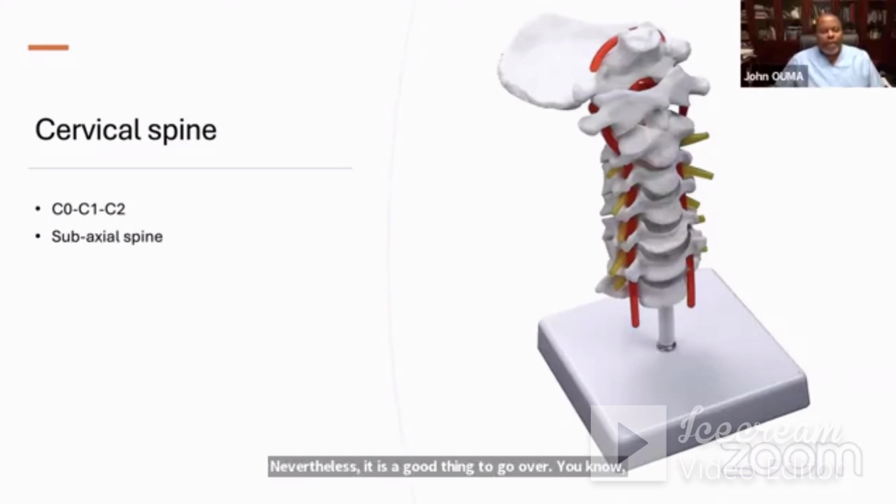So very briefly, the cervical spine, as we all know, has its unique anatomy. I don't think one really needs to elaborate much about this, but the specifics about the articulation of C0, which is the occiput, C1 and C2, with a very unique synovial joint and ligamentous orientation that maintains its stability. And then, of course, the subaxial spine, which is quite different.